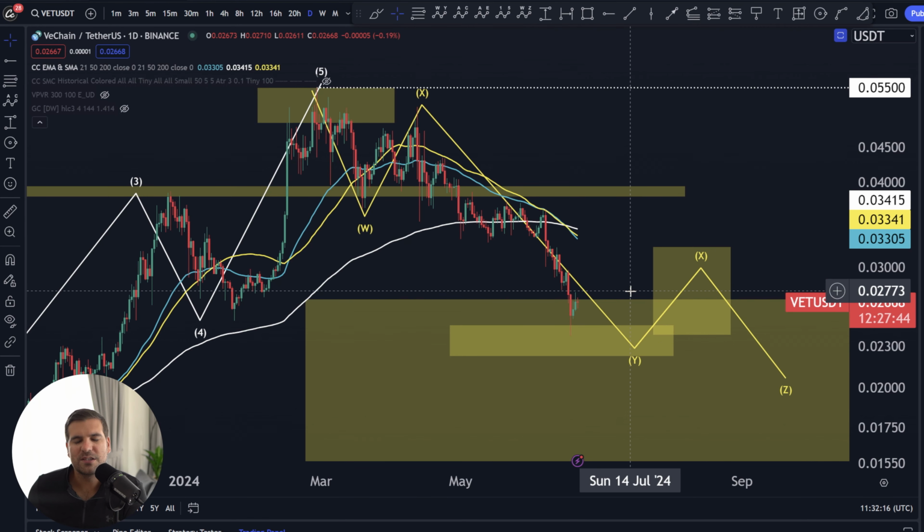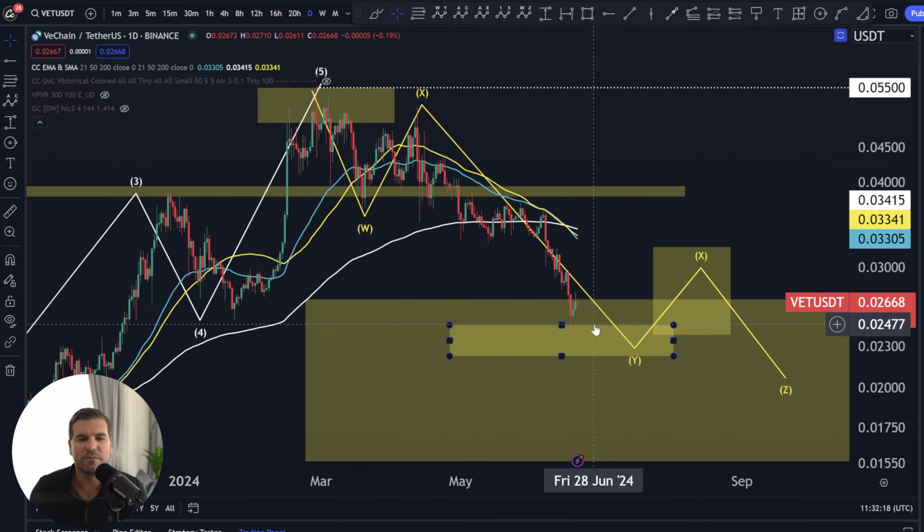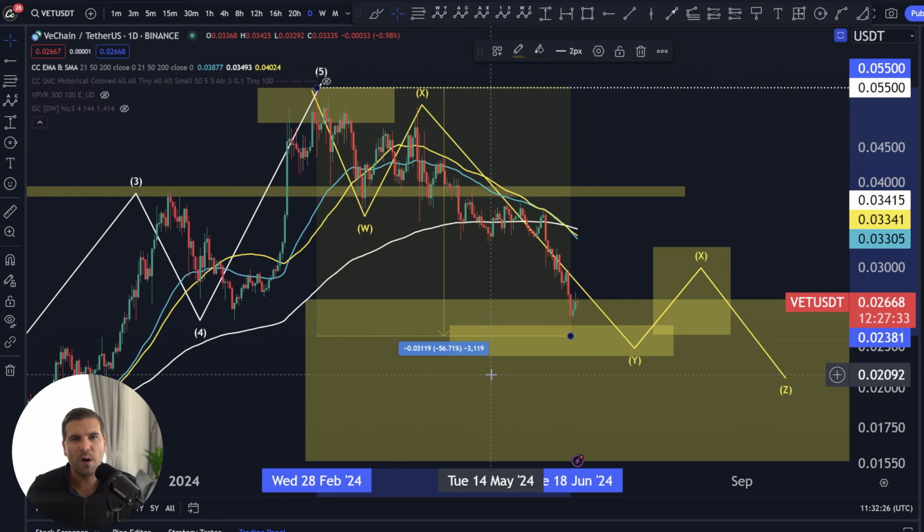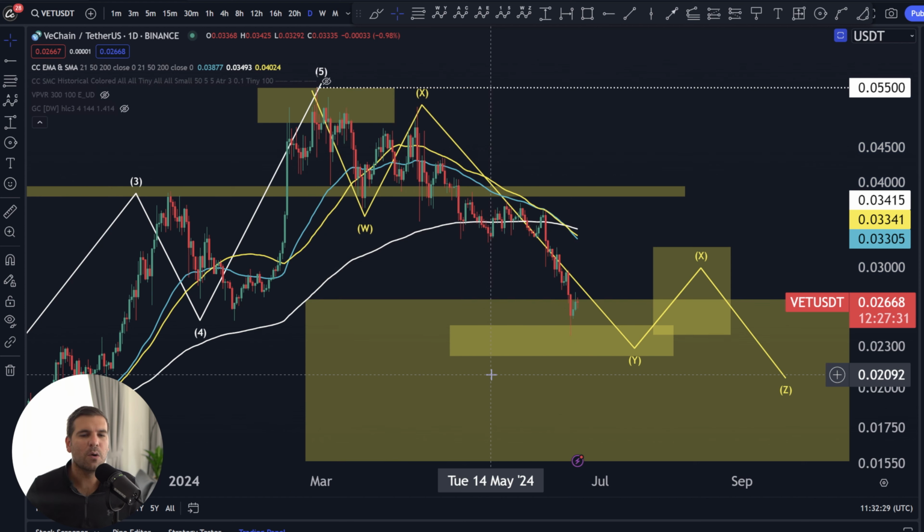Okay, so I think it's not all bad news. We're right at the point of reversal. We've seen pretty significant slippage since we had a really good run on Vechain. At the moment, we've come down a pretty nice 56.71%, which is actually better than many altcoins out there.